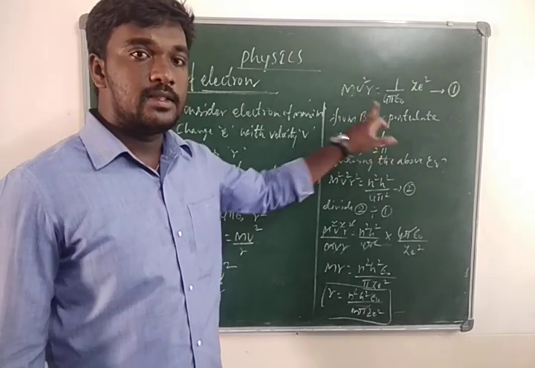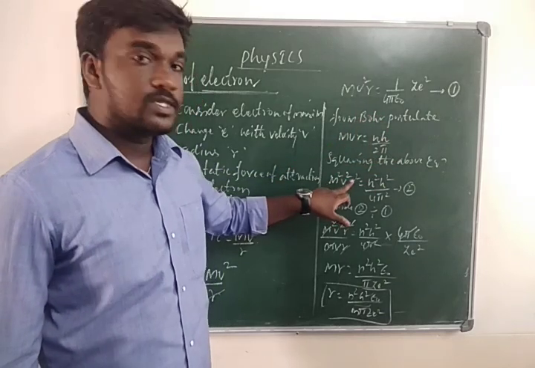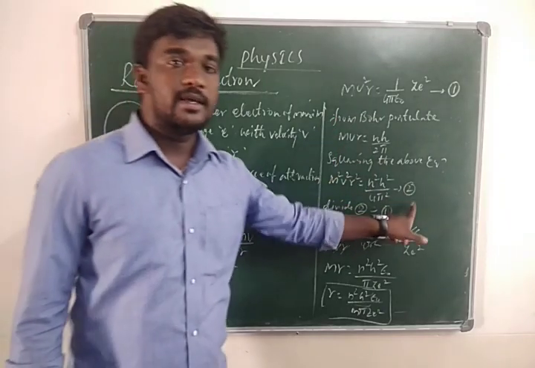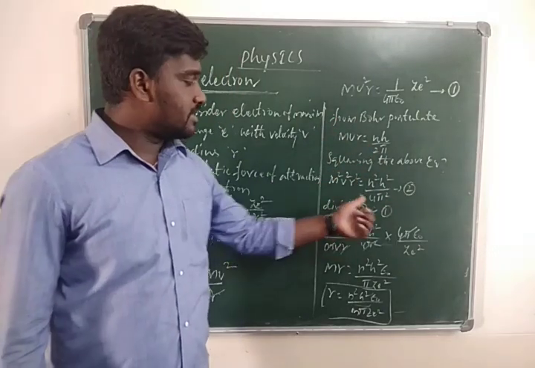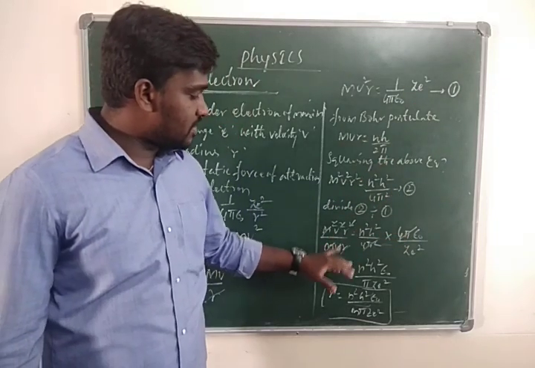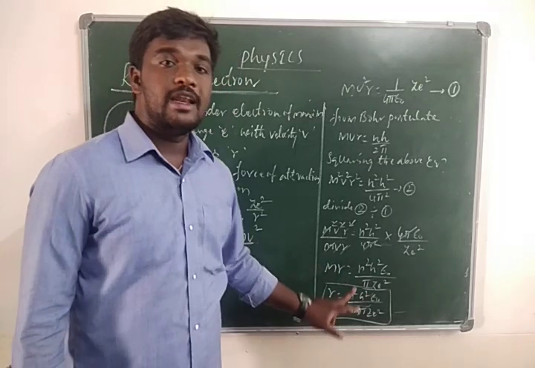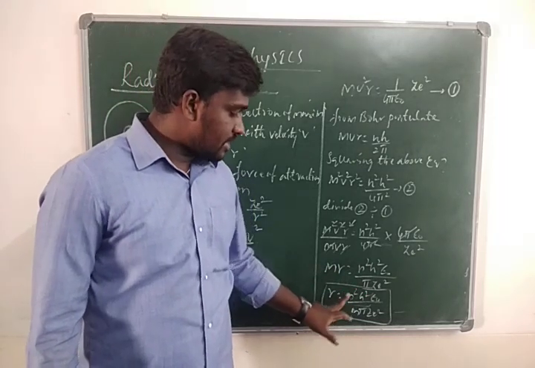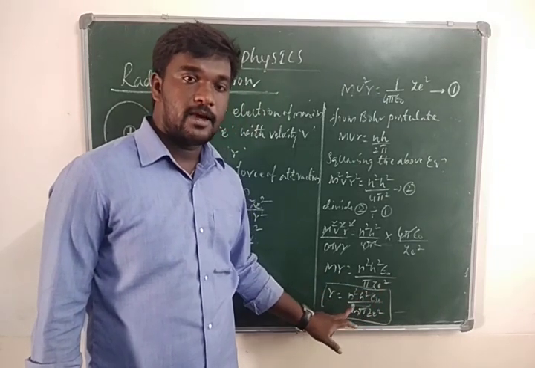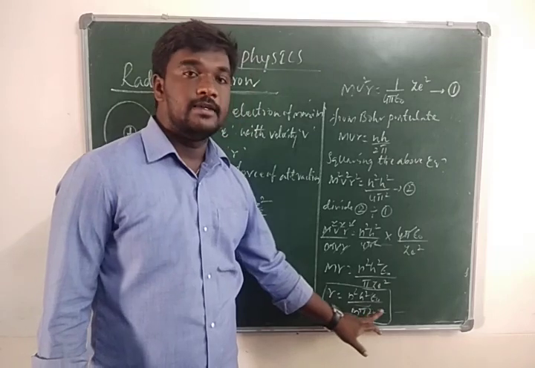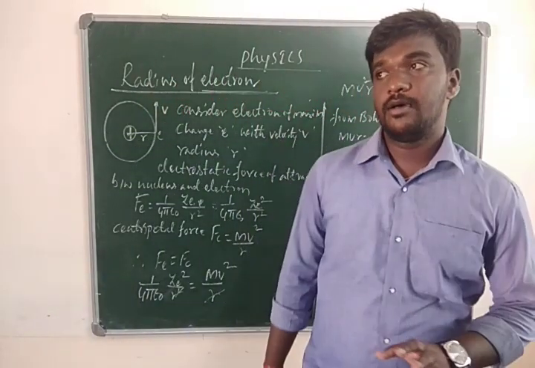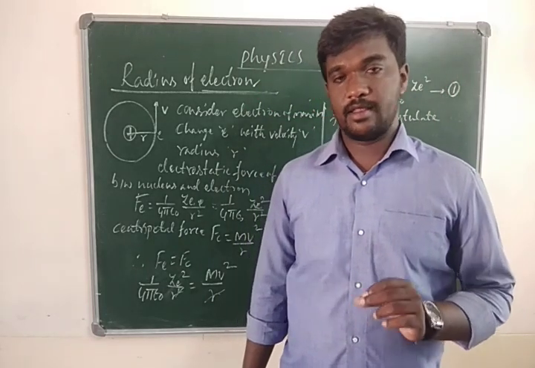Squaring this equation, m square v square r square is equal to n square h square by 4 pi square. We call this equation 2. Dividing equation 2 by equation 1, we finally get the radius of the electron. That radius r is equal to n square h square epsilon naught divided by pi m Z e square. This is the final expression for the radius of the electron.